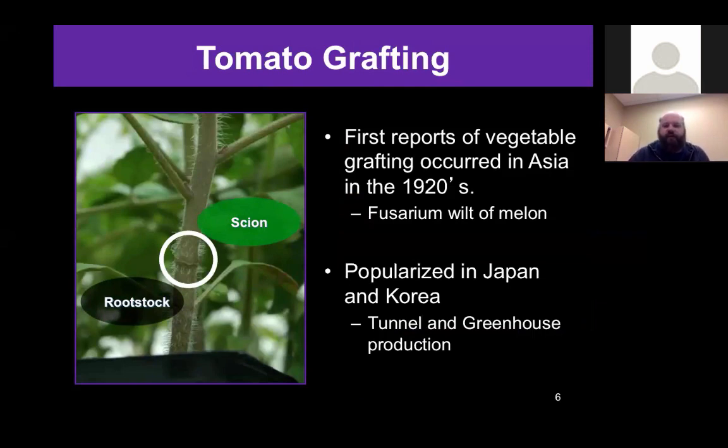So the first use of grafted tomatoes started back in the 1950s. The first vegetables to actually be grafted were melons, and that was in the 1920s to deal with fusarium wilt. But in the 1950s, they started grafting tomato mainly to manage a disease known as bacterial wilt, which is caused by Ralstonia solanacearum on tomato. It also causes that disease on tobacco and pepper as well.